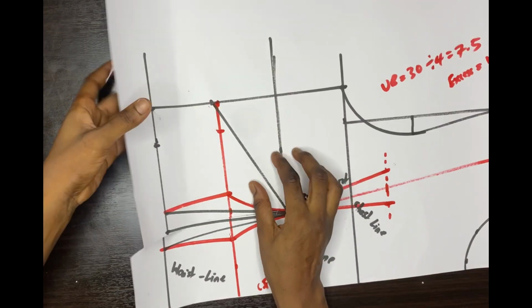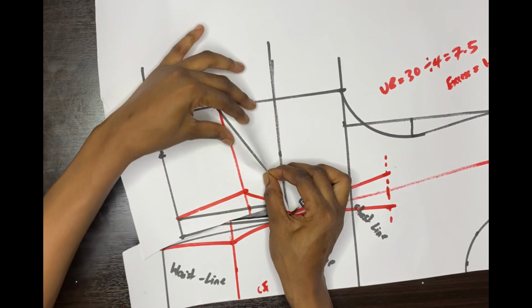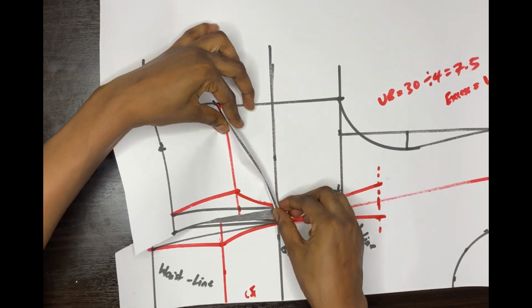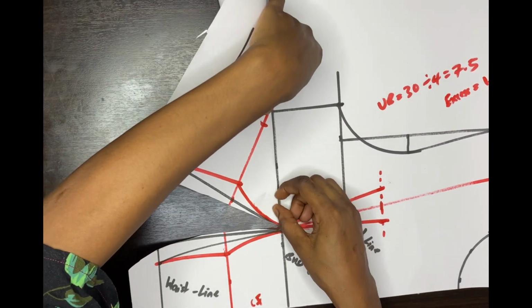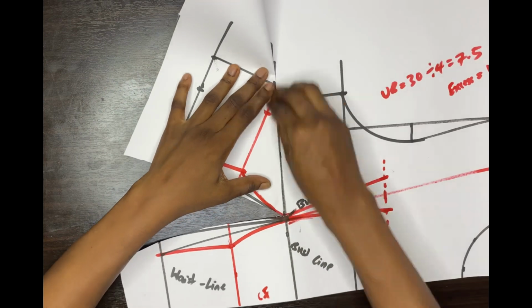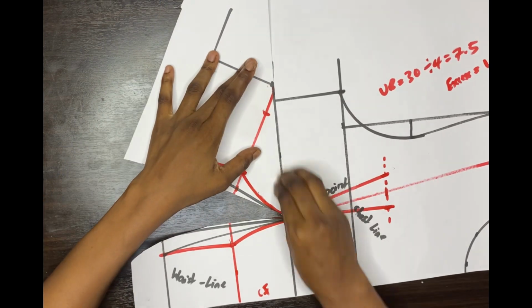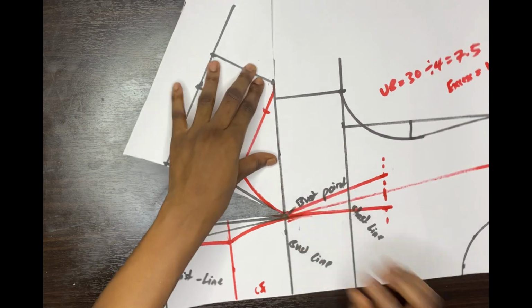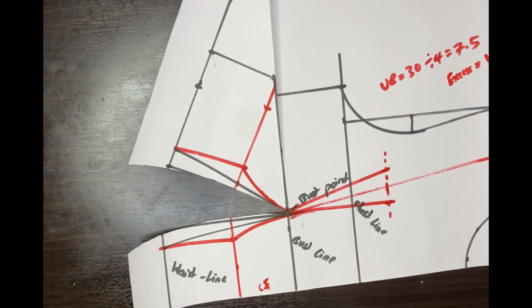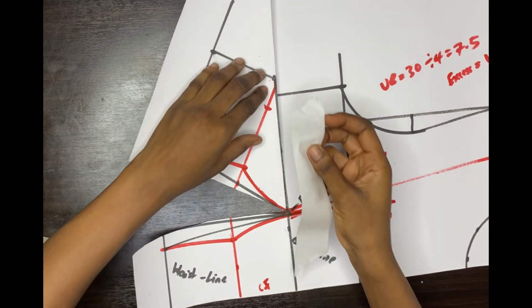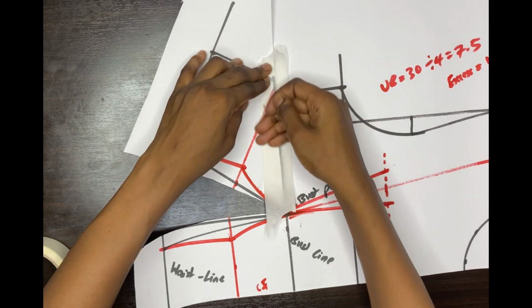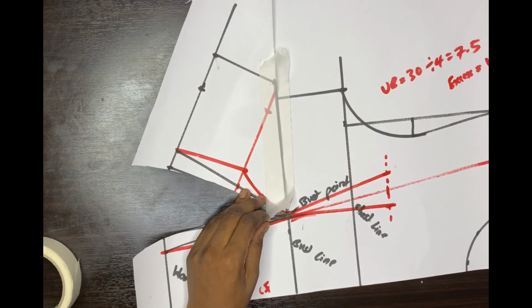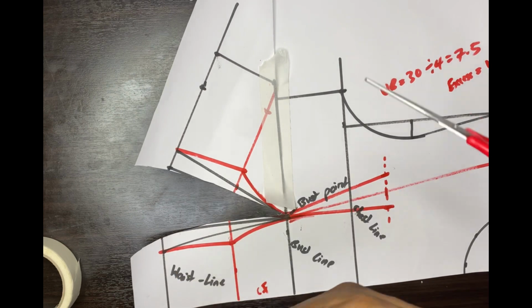And so here I'm closing the bust darts. We discussed that last week in our basic bodice. If you didn't watch it, you can watch it. I'll leave a link for that in the description box so you can watch it. So we are closing our bust dart, and I'm using a masking tape to do that.